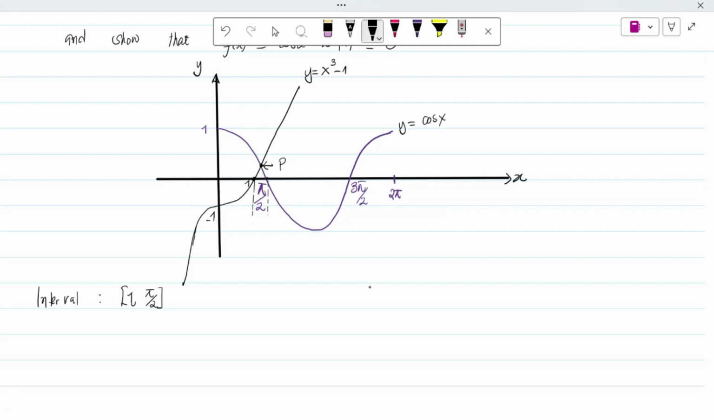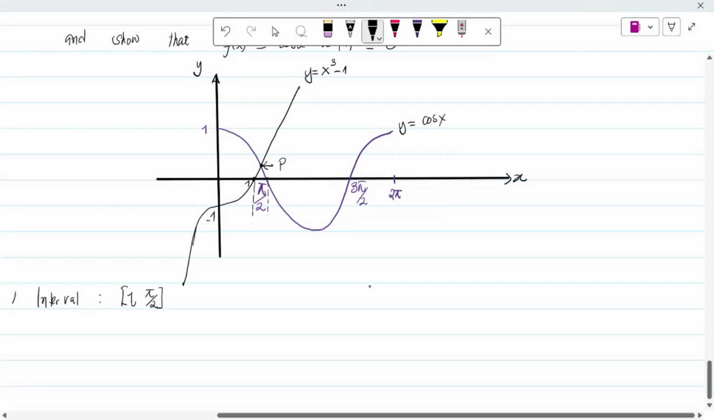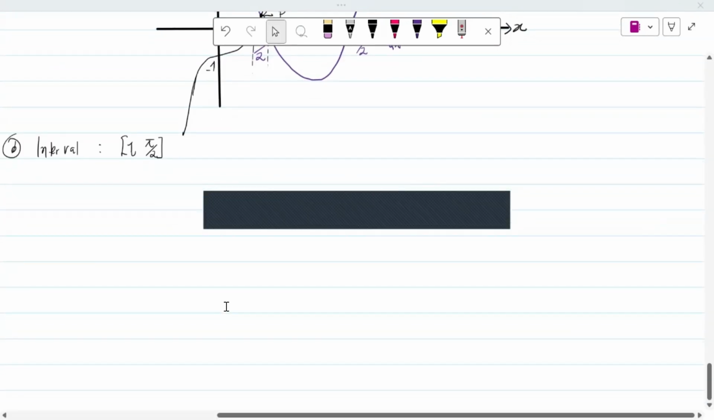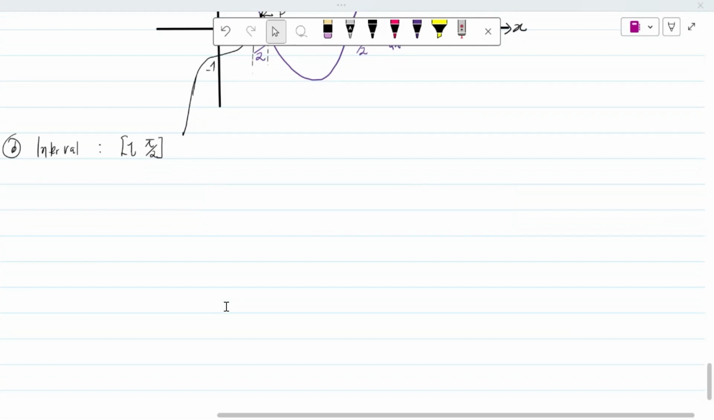It says using part A, find the interval where the root lies. So this is actually part B already. As you can see, using the graph that you've sketched, this root lies in the interval from 1 to pi over 2. That's for part B. And then the rest of the question says, use the bisection method to find an appropriate value of the solution.